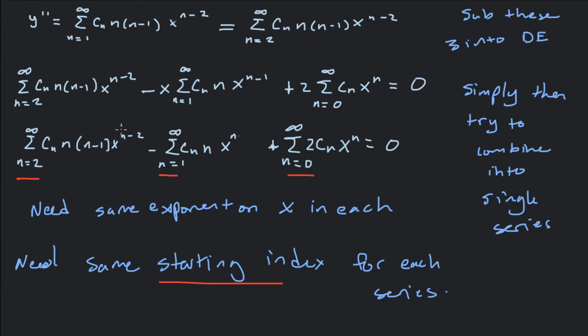Furthermore, these don't have the same exponent on x. Here we have n minus 2, here we have n, and here we have n. So these are not the same. We need them to be the same before we can combine them into a single series. So let's rewrite it and then figure out how to combine them or rewrite these so that they have the same index and the same exponent.